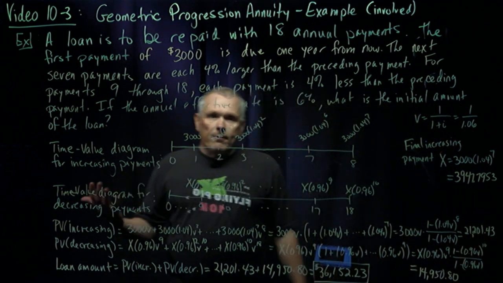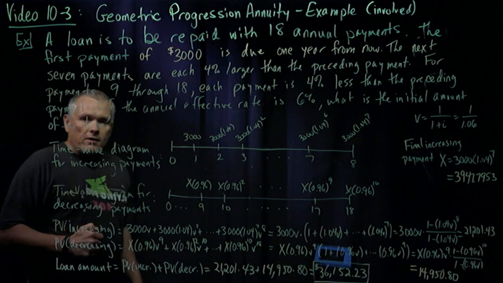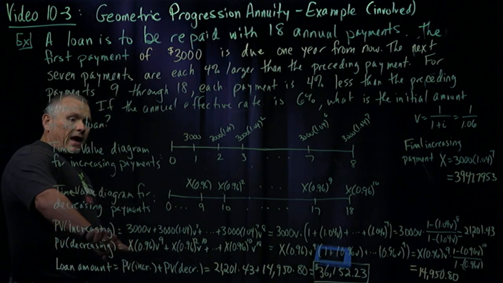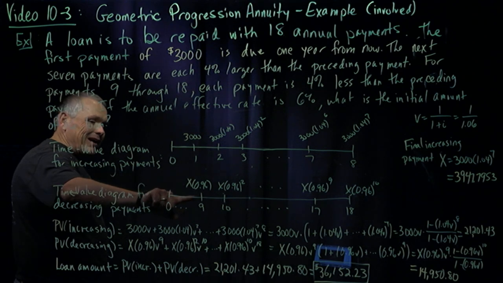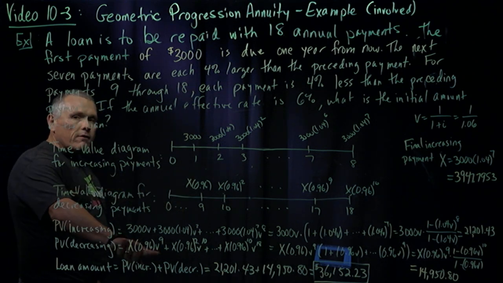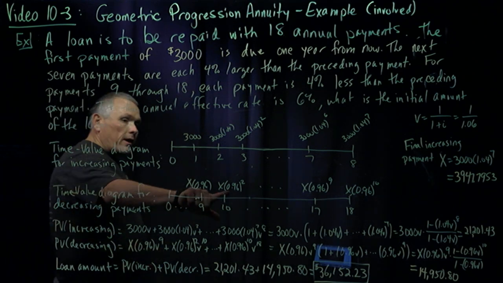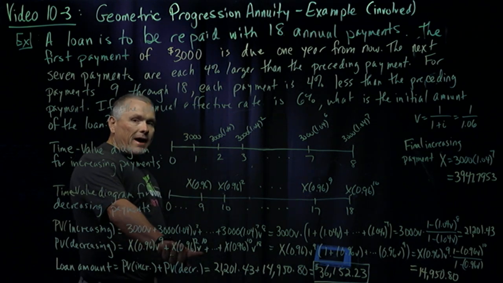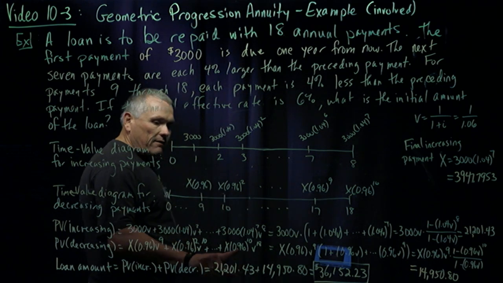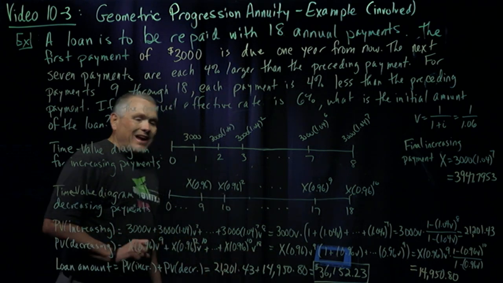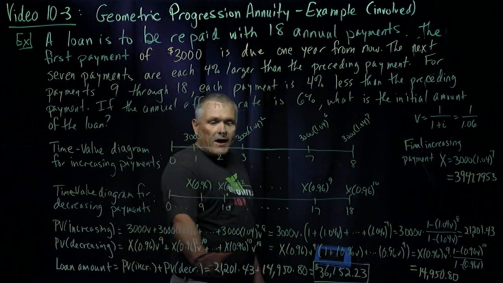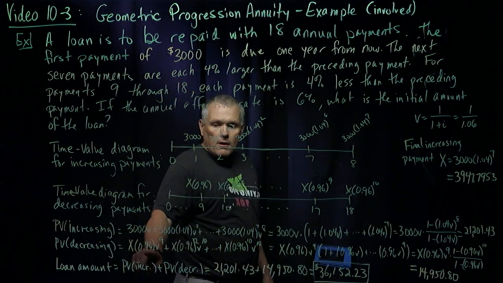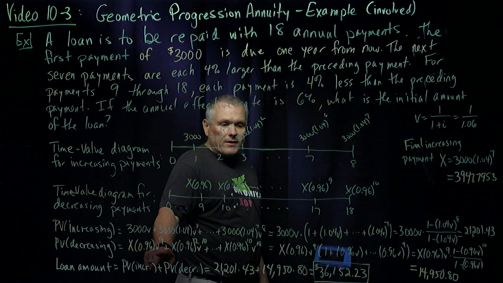We do a very, very similar thing for the present value of the decreasing payments. We've got the x times 0.96. That was the first payment. That's at time 9, so I've got to step it back 9 years, v to the 9th. Second payment at time 10 gets stepped back 10 years. Likewise, all the way up to the 18th payment gets stepped back 18 years. We have a common factor in all of those terms of x, a 0.96, and a v to the 9th.